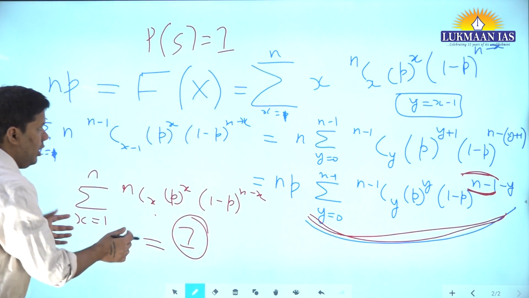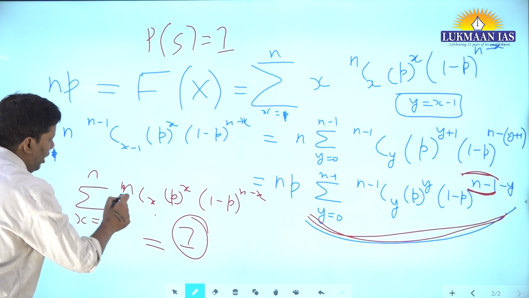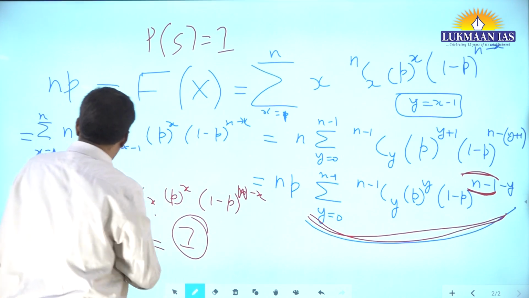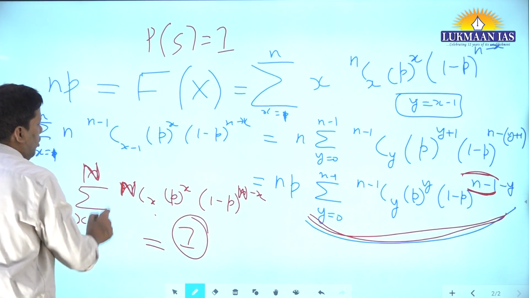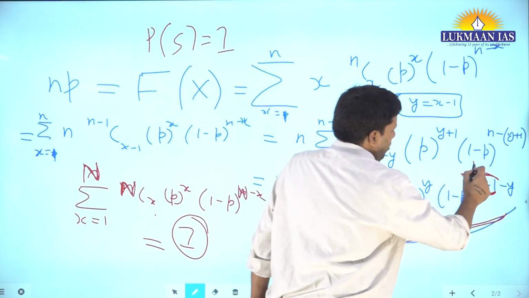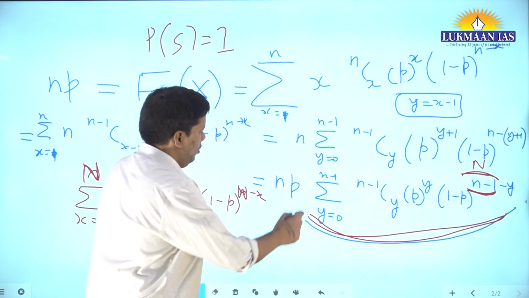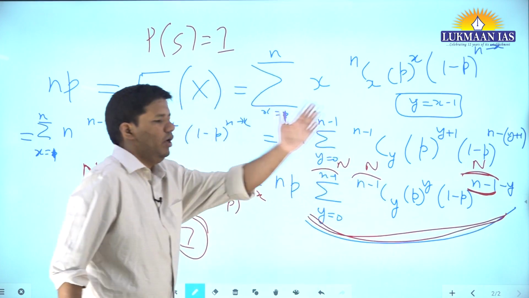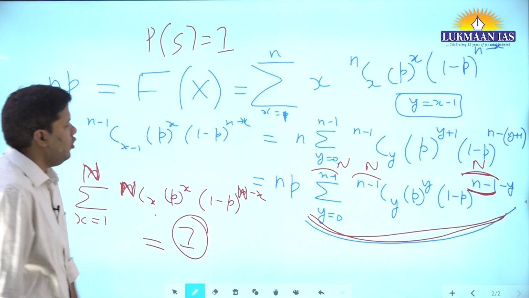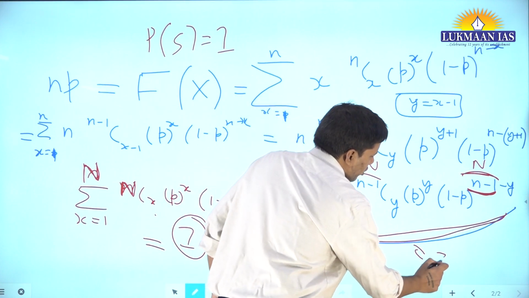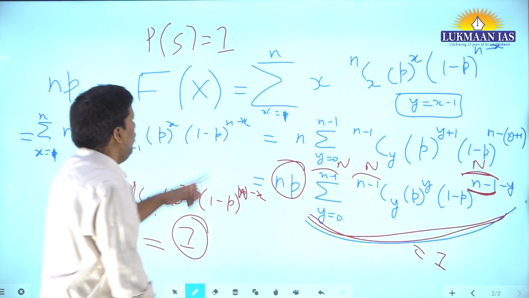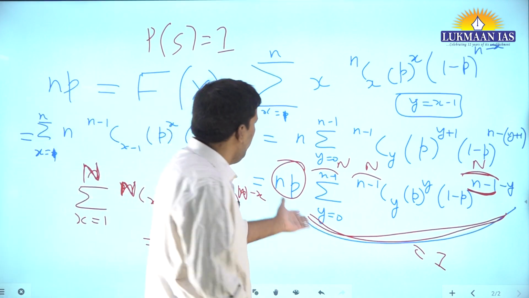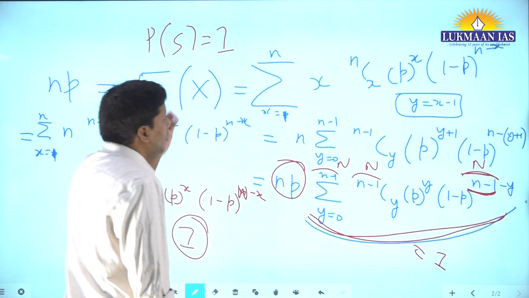Again, you can do algebra. Let's say I'm calling it capital N, and this is capital N, and this is capital N. So this capital N is nothing but this capital N. Same thing. So this is also equal to 1. So that means the expected value of the binomial distribution has to be np. Wonderful proof.